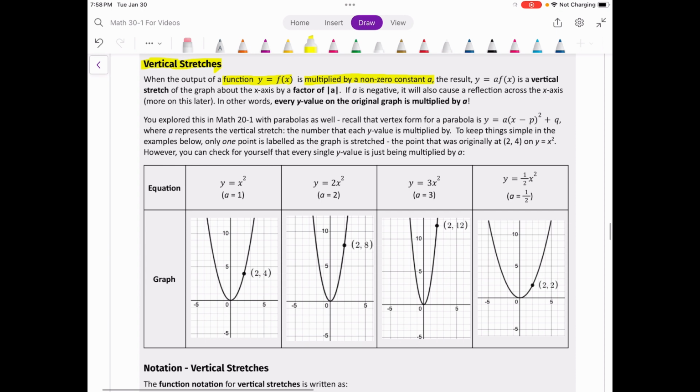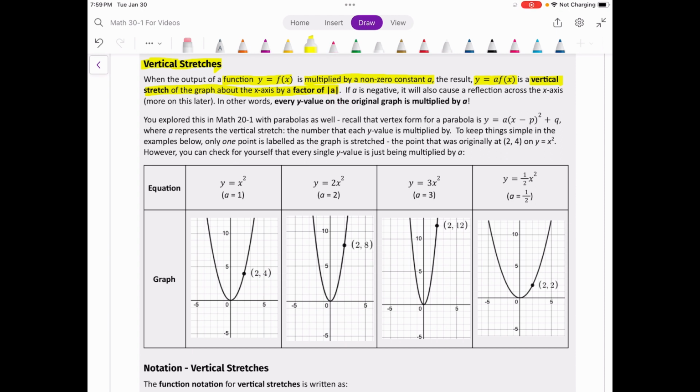So the result, if I take y equals f of x and I transform it into y equals a times f of x, it's a vertical stretch of the graph about the x-axis by a factor of the absolute value of a. We're going to see later on what happens when a is negative, but even when a is negative, there's still a vertical stretch by a factor of whatever a's value is.